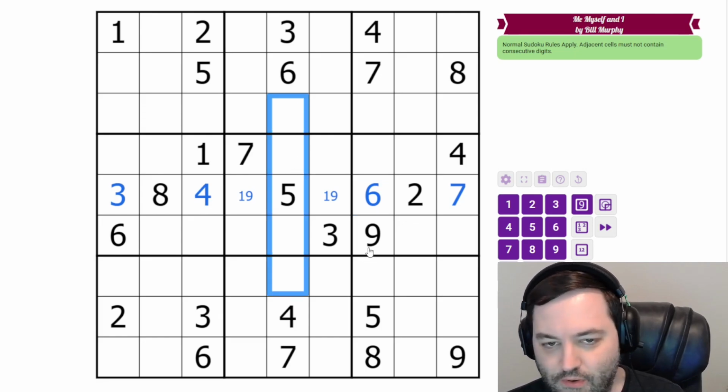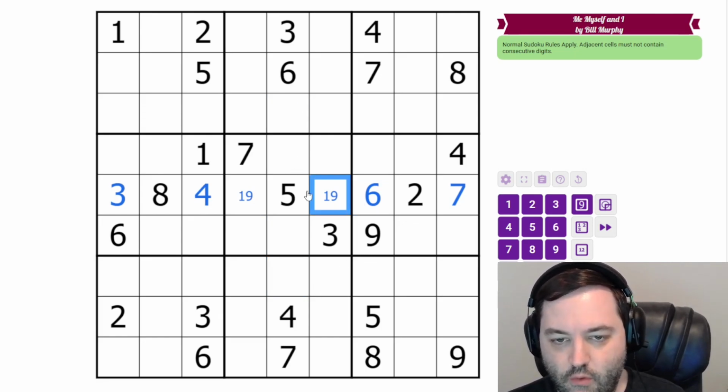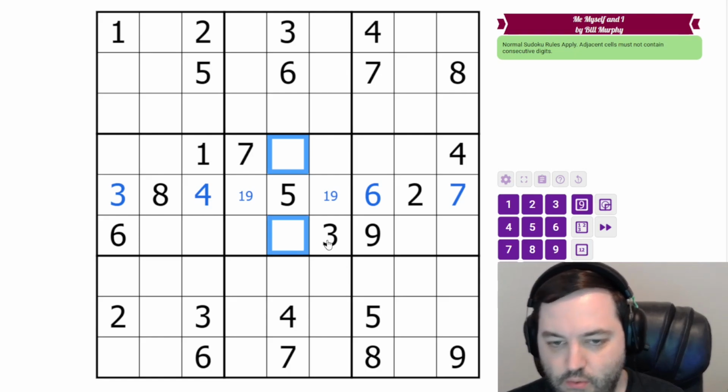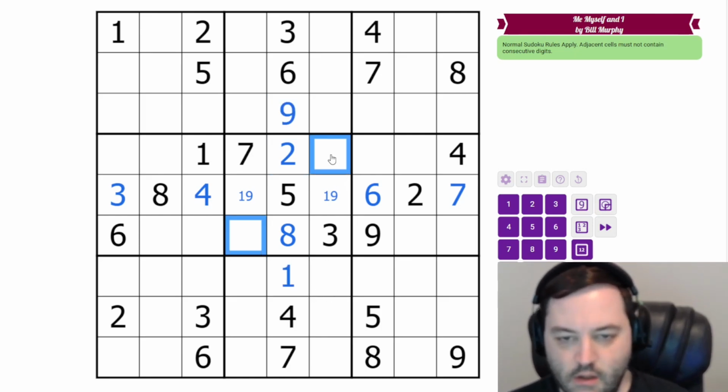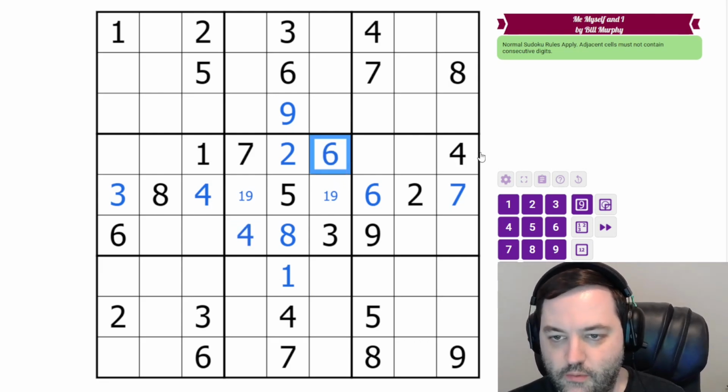In this column, we still need 1, 2, 8, and 9. We already have the 1 and 9 here. So this has to be 2, 8. 2 can't go next to 3. So they go in that order. And now 1 can't go next to 2. These are 4 and 6. We know the order from the givens.